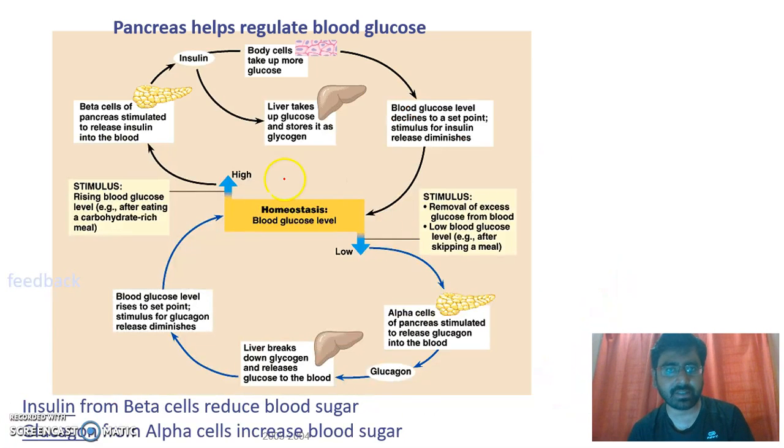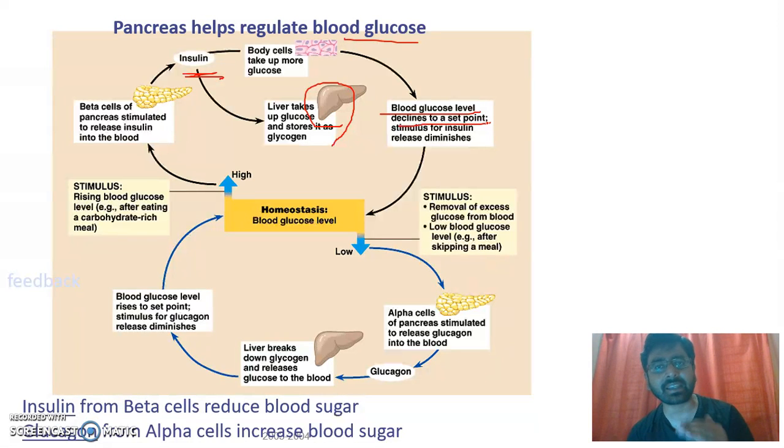So here is the slide showing how this same feedback mechanism actually controls the blood glucose level. The blood glucose level is high whenever you are taking some meal, and then insulin is released. This insulin acts upon the glucose molecules and helps to convert the glucose to glycogen, which is stored in the liver and other organs, and hence the blood glucose level declines to a set point. This is the optimum point.